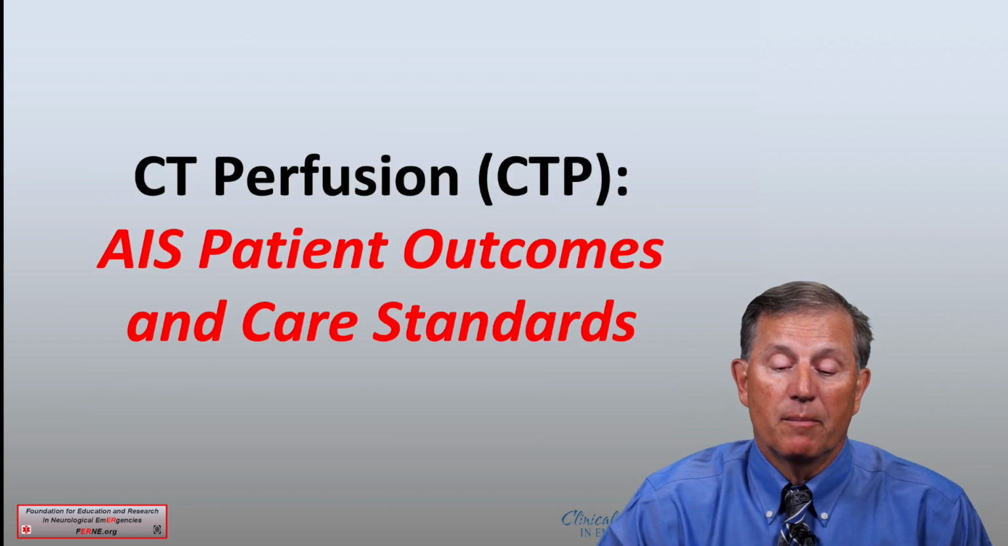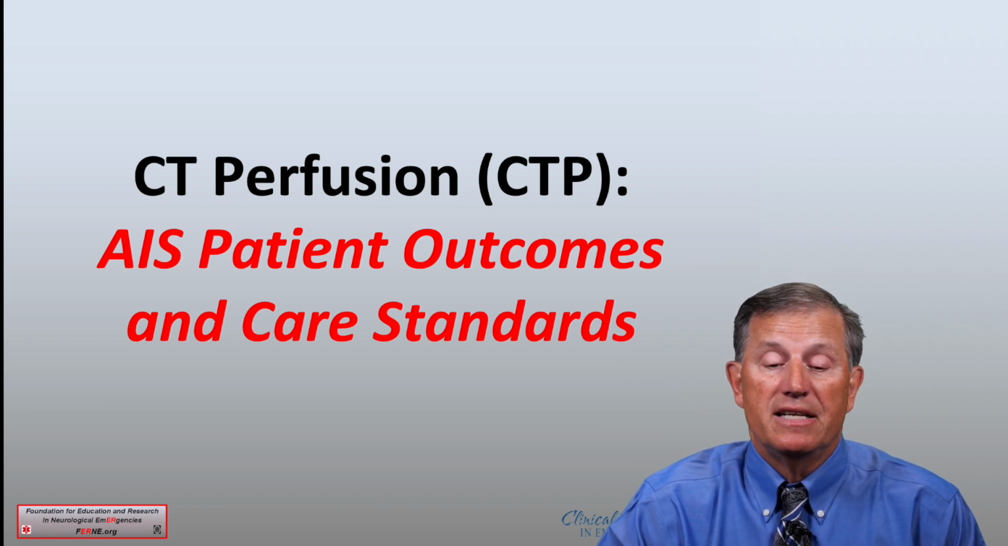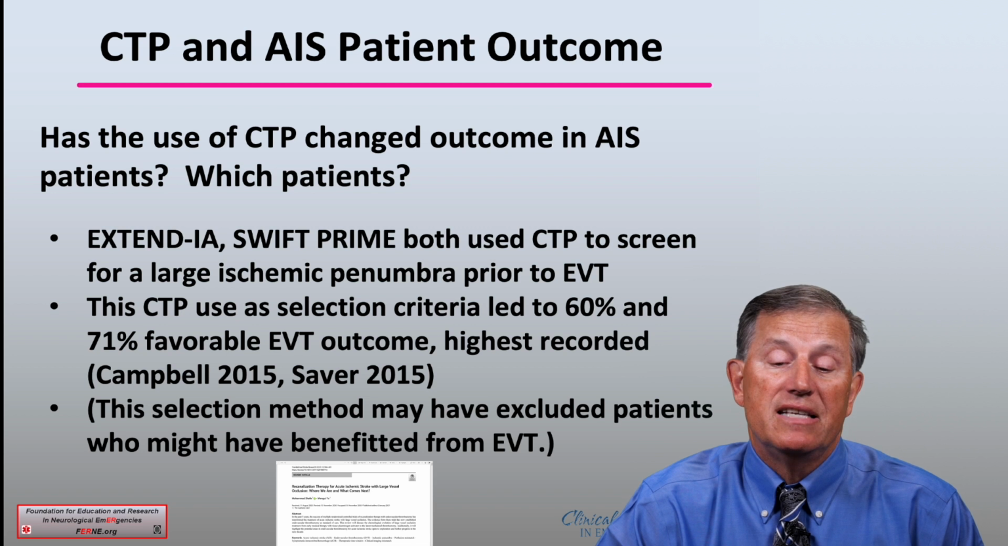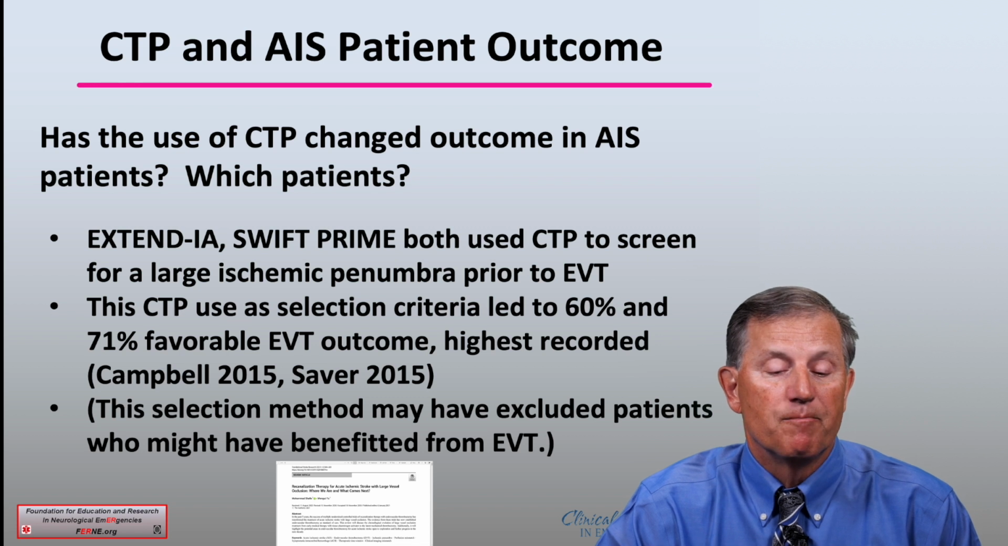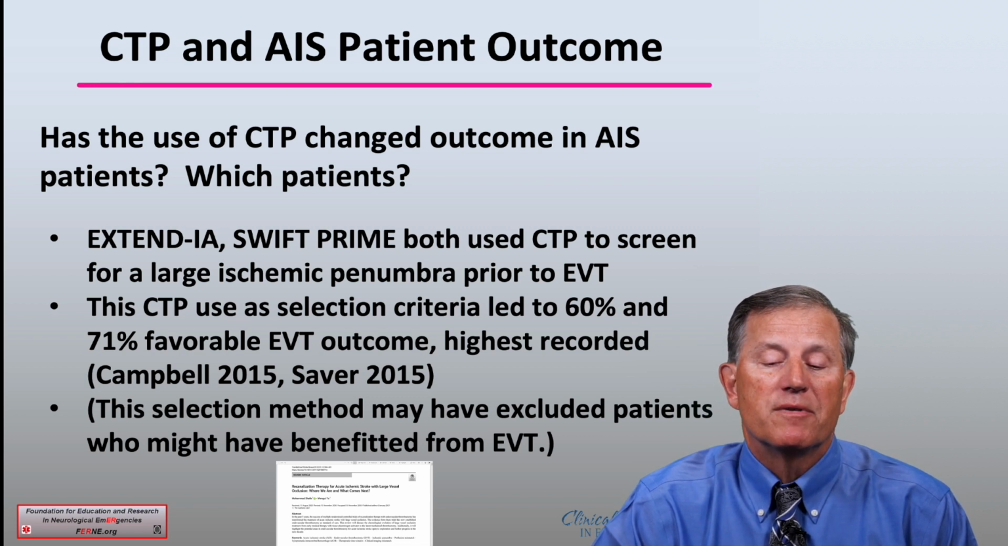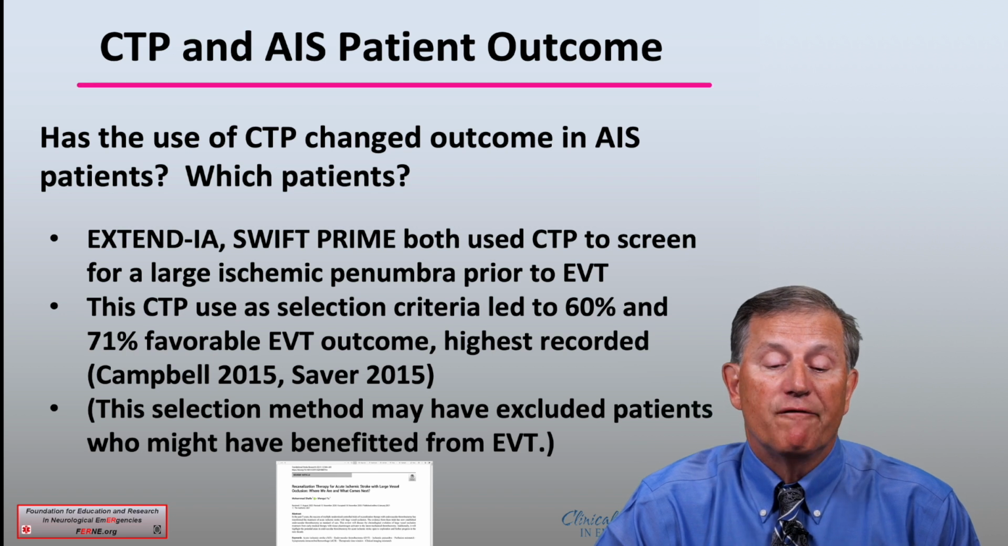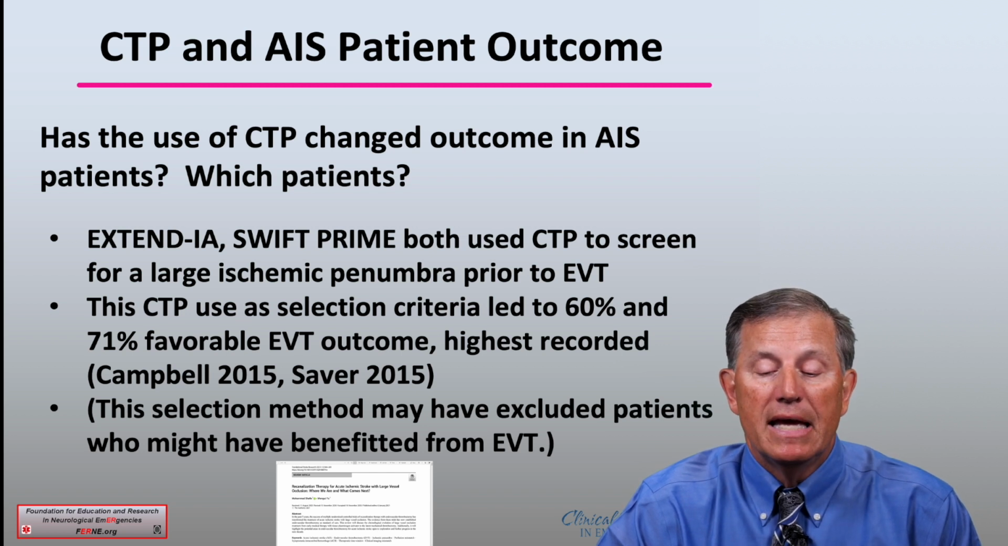So what about acute ischemic patient outcomes and care standards related to CT perfusion? Has the use of CTP changed outcome in acute ischemic stroke patients? And if so, which patients? The Extend-IA and the SWIFT Prime studies both used CTP to screen for a large ischemic penumbra prior to using the intervention EVT. This CTP used as a selection criteria led to a 60% and 71% favorable EVT outcome in these two studies, which are the two highest recorded from these two 2015 studies.